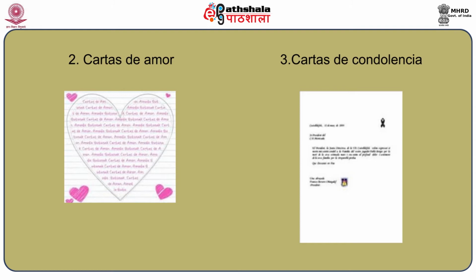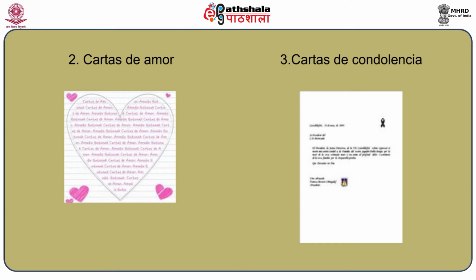Dentro de la categoría de cartas informales se incluyen las cartas de amor dirigidas a un amado o amada, confesando el amor que se siente del uno y para el otro. So it doesn't need any explanation, as it's very clear what love letters are.